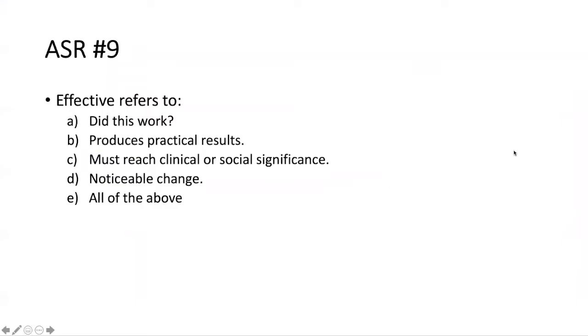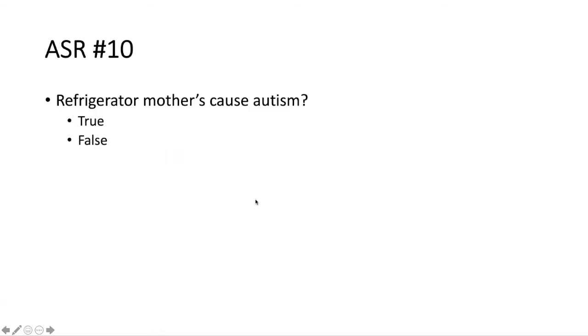ASR number 9. Effective refers to A, did this work? B, produces practical results, C, must reach clinical or social significance, D, noticeable change, or E, all of the above. Okay, the correct answer here is E, all of the above.